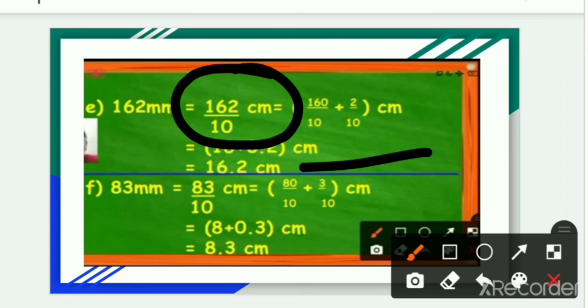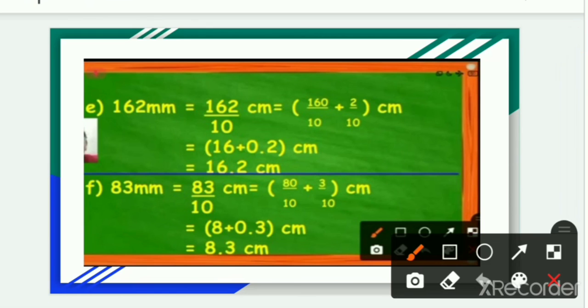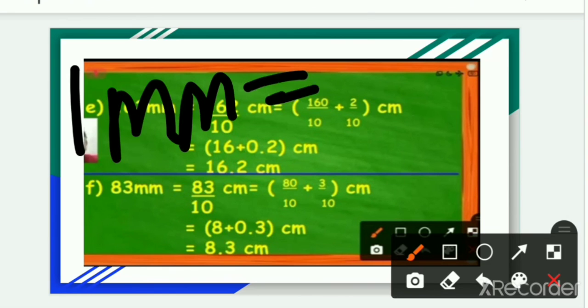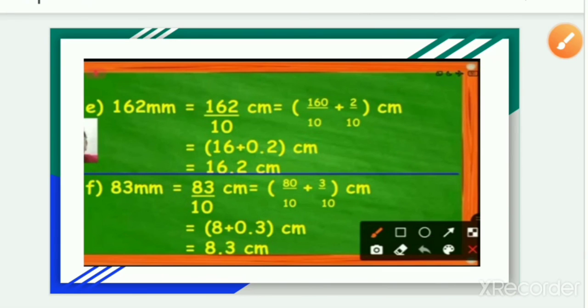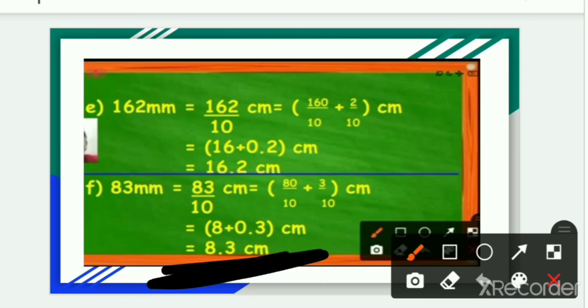16.2 centimeter. Now moving to the F part, we have 83 millimeter. So we have 1 mm is equal to 1 by 10 of centimeter. So it will become 83 by 10 centimeter. When 83 is divided by 10, it will become 8.3 centimeter.